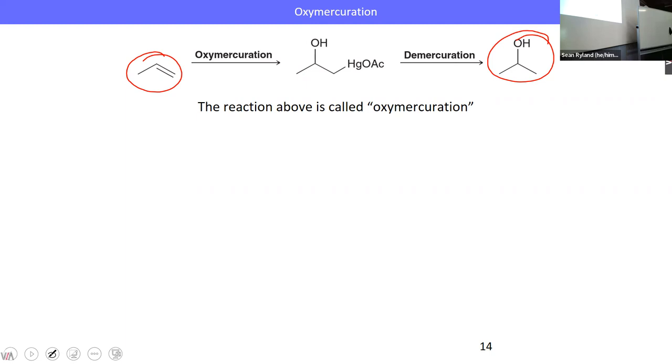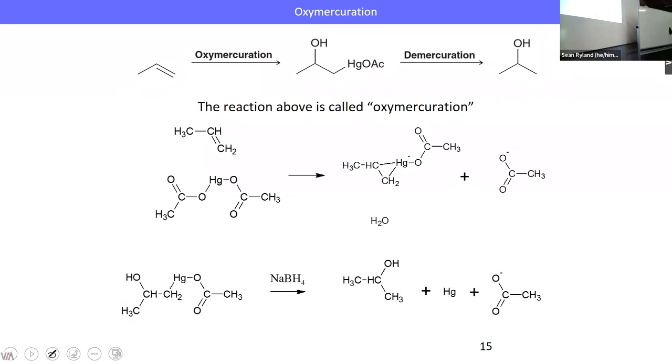And you might be asking yourself, well, why would we bother doing this when we have acid-catalyzed hydration? So let's look at the mechanism and see why this might be significant. So it starts with diacetylmercury, or mercury acetate, as your starting material.